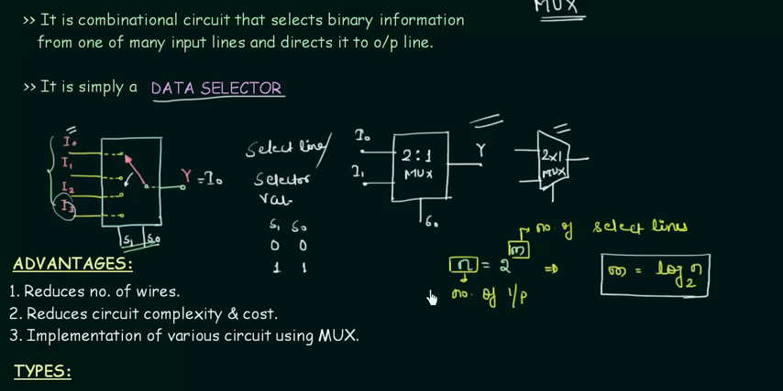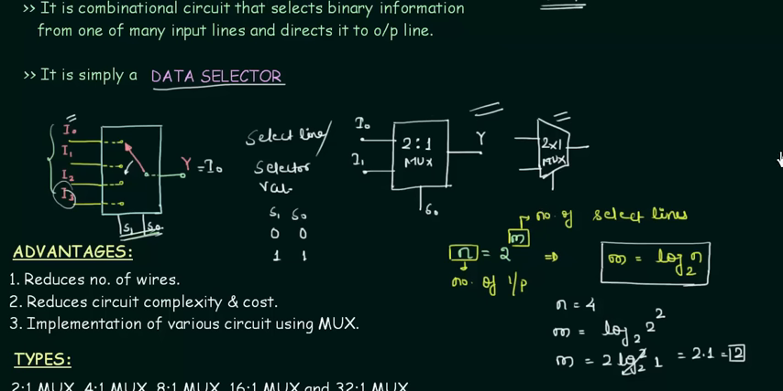In this case, n is equal to 4. So let's find the value of m. It is log base 2 of 4. 4 can be written as 2^2, and m is equal to 2 log base 2 of 2. This log is equal to 1. So 2 multiplied by 1 gives you 2. So the number of selector lines or select variables is 2. And as you can see, I have already taken S0 and S1, two selector variables, in this particular case. So this is a little bit of information about multiplexers.